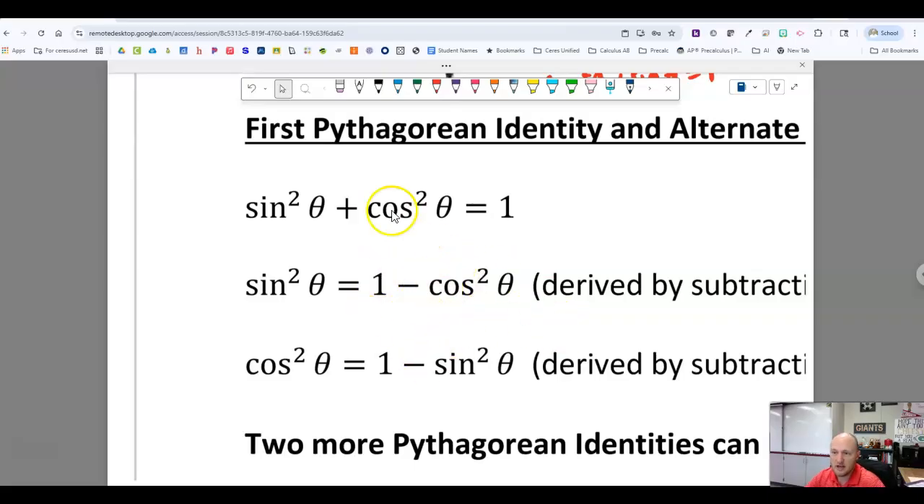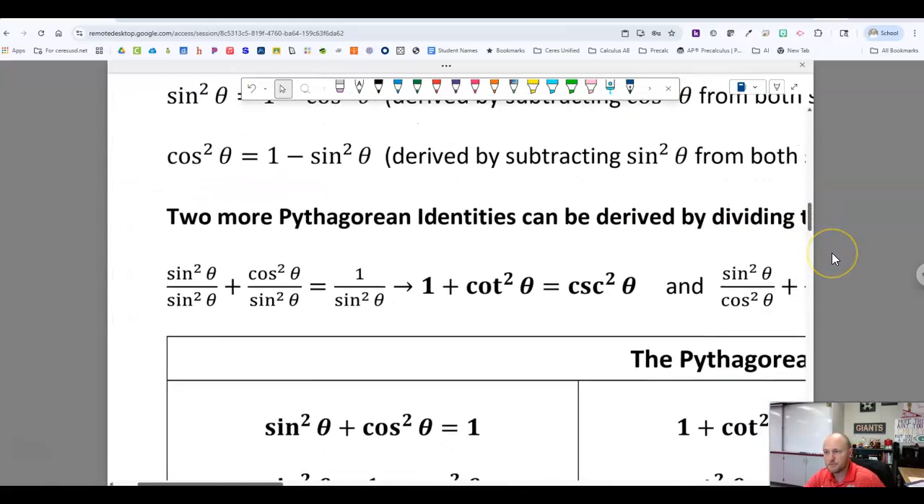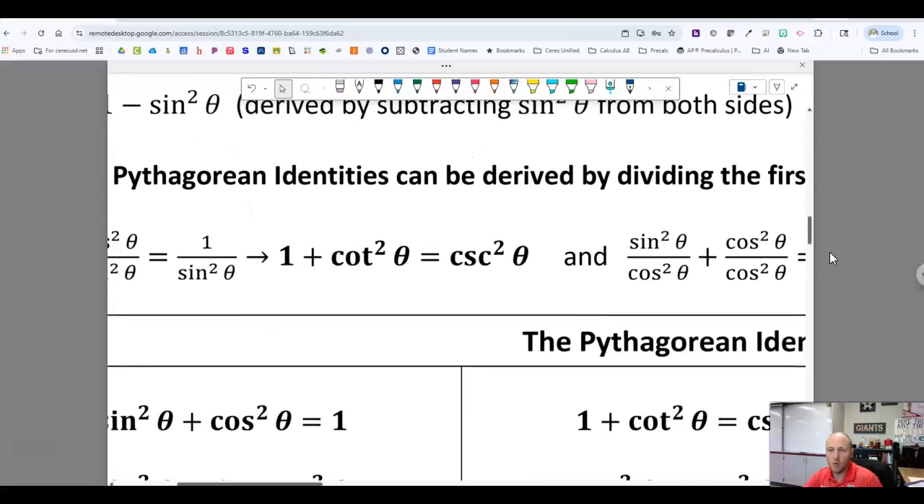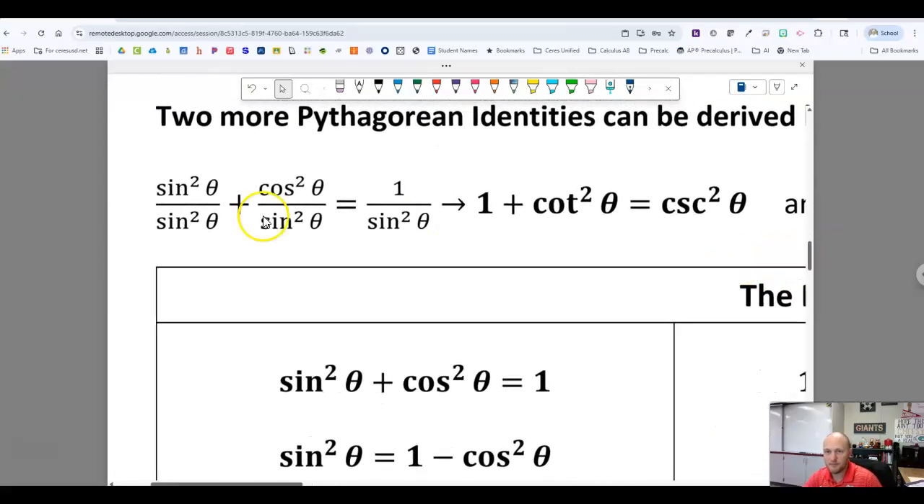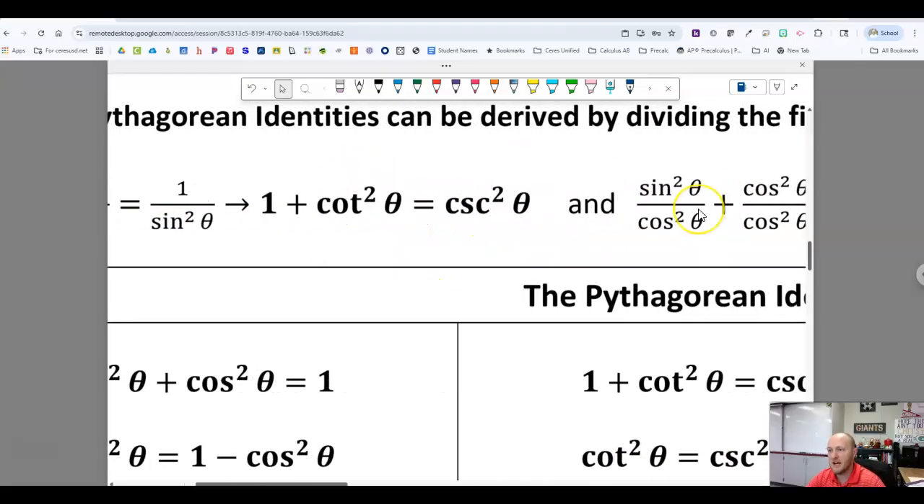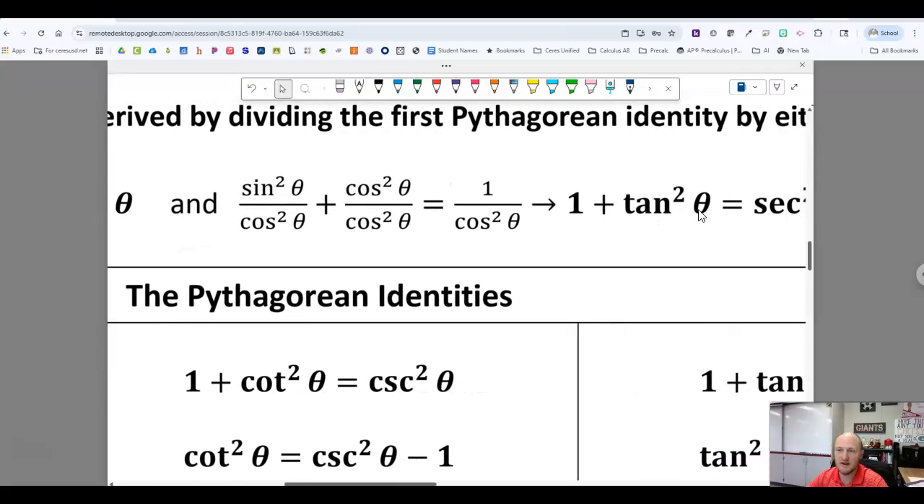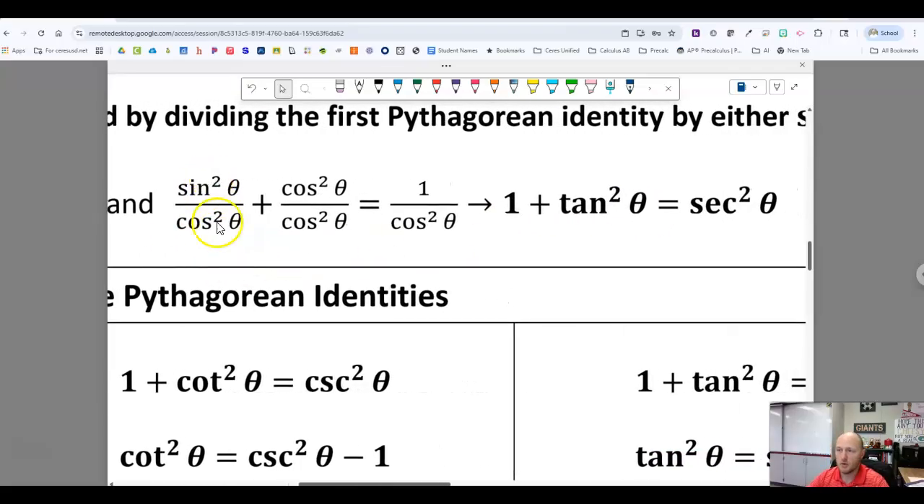But we could go ahead and manipulate this further by dividing by sine and cosine, right? That would incorporate our other functions. If we divide by sine squared, we get sine over sine, that gives us 1, plus cosine over sine gives us cotangent squared theta, is equal to 1 over sine squared theta, which is cosecant squared. So here's another form, and then the same idea, if we divide by cosine squared theta, we would get tan squared theta plus 1 is equal to secant squared theta.